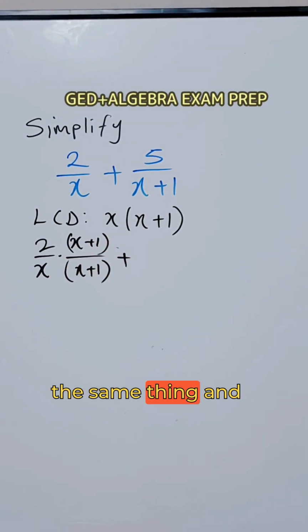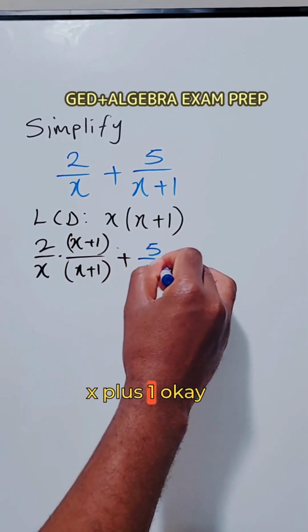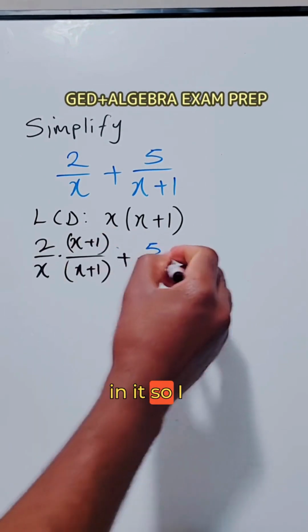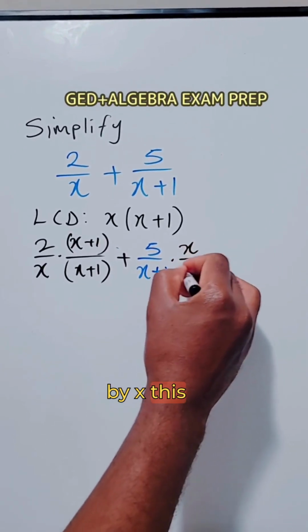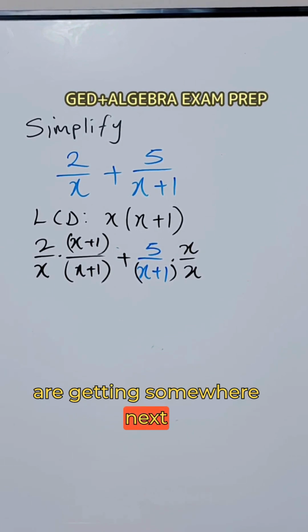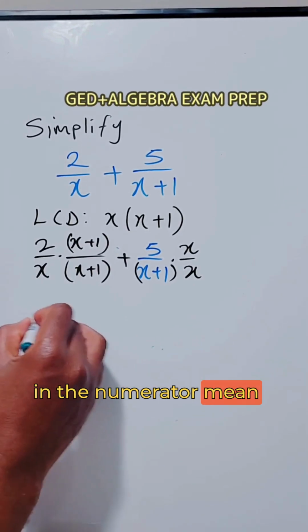Then let us do the same and write this. So this is 5 over x plus 1. Okay, but we need the denominator to have x in it, so I multiply the numerator by x and the denominator by x. This should be in parentheses. Okay, so we are getting somewhere. Next, what we can do, we can just expand the numerator, right?